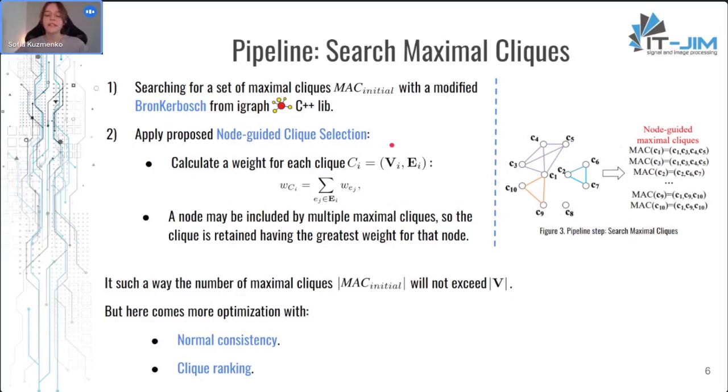This method lies in calculating a weight for each clique as a sum of edge weights, and then filtering cliques with repeated nodes, retaining only the one with the greatest weight for the node. And it guarantees that the number of maximal cliques will not exceed the number of nodes in the graph, but it still may be a large number, especially if we have lots of correspondences. Therefore they apply other techniques for further filtering the maximal cliques, but I will not go into details there because they are pretty simple.